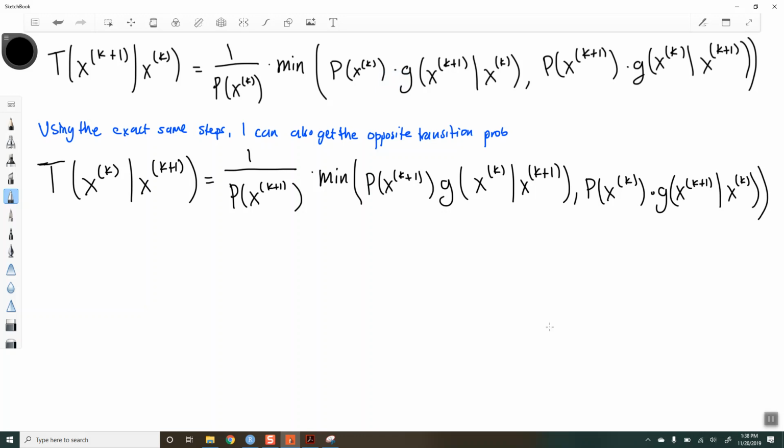All right, so we have the transition probability of going from xk to xk plus 1, and we have the transition probability of going in the opposite direction, from xk plus 1 to xk. Is that all right? Okay. And what we want to do is use the target distribution, which is P of x, and apply the transition probabilities.